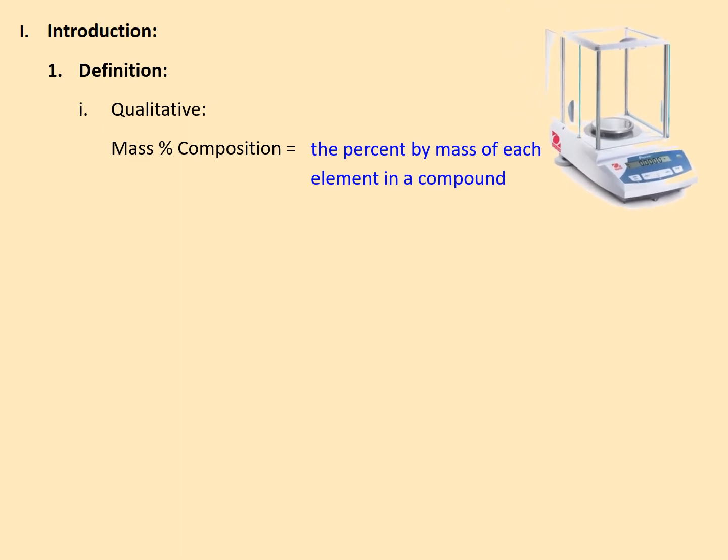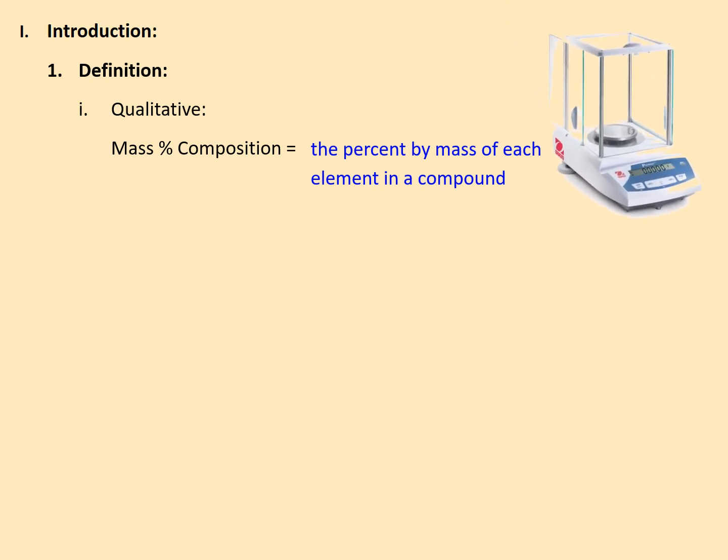So what do we mean by the mass percent composition of a compound? And remember, we said that very often chemists simply refer to this as percent composition. Well, qualitatively speaking, the mass percent composition or percent composition is the percent by mass of each of the elements in a compound. Now, if we want to actually get a number, that is, calculate the percent composition for each of the elements in the compound, then this is the way we do it.